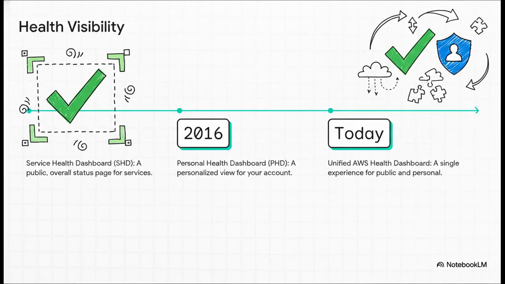This service has actually changed quite a bit over the years. It started way back as the Public Service Health Dashboard. That page with all the green check marks that we've all desperately looked at some point. But the problem was, it was too general. So then AWS brought out the Personal Health Dashboard, or PHD, to give you alerts that were specific to your account. And today, they've basically merged these two into one single, unified dashboard.